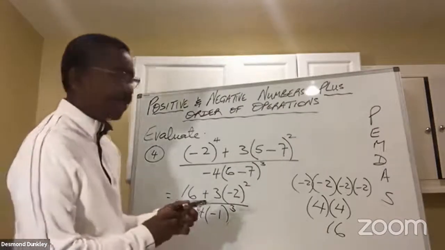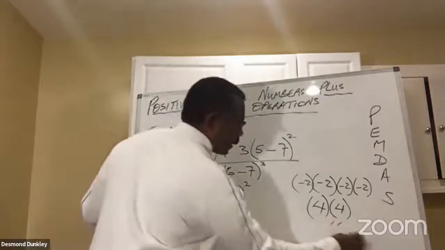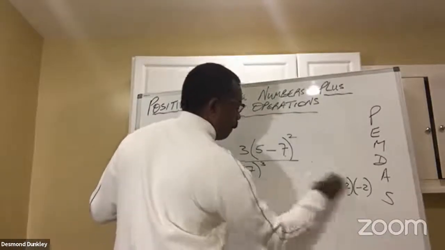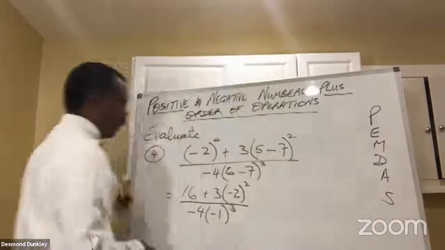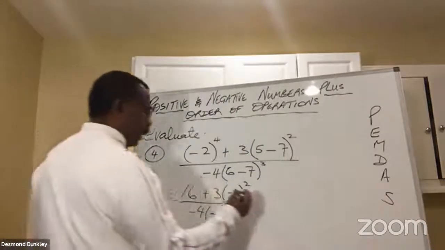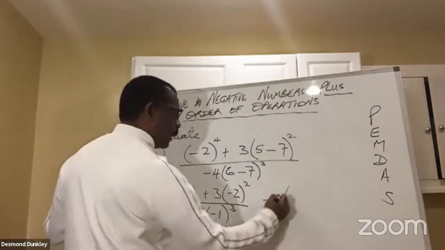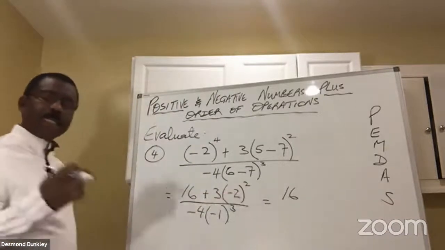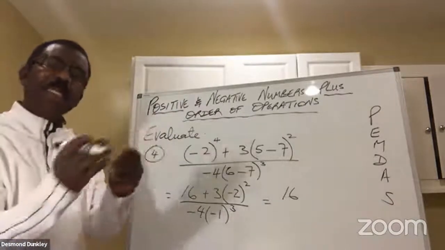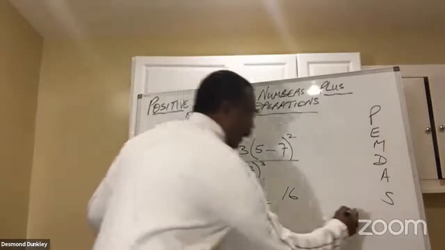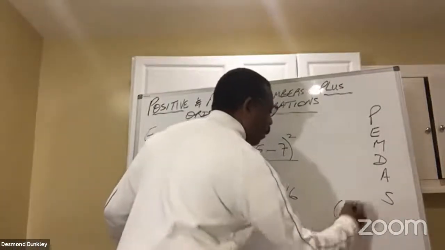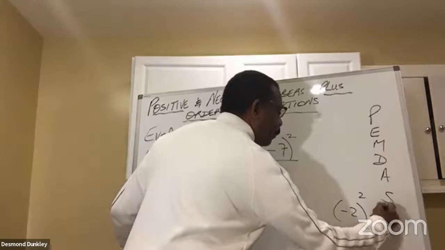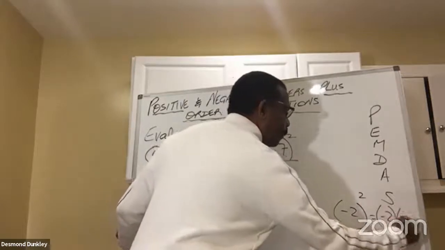I need the space to write, so I'm going to erase this. Okay? Equal 16, negative 2 to the power 2. It's negative 2 times negative 2. So negative 2 to the power of 2 equals negative 2 times negative 2.